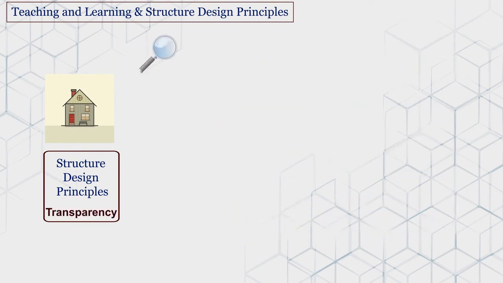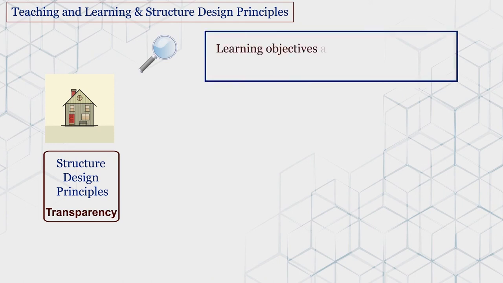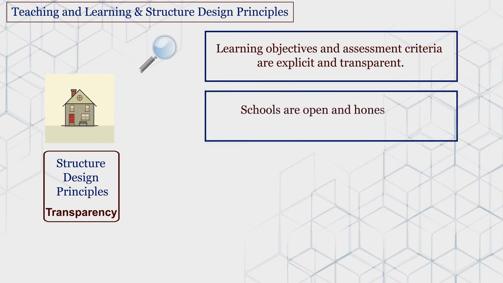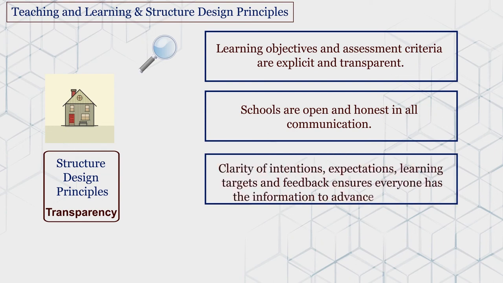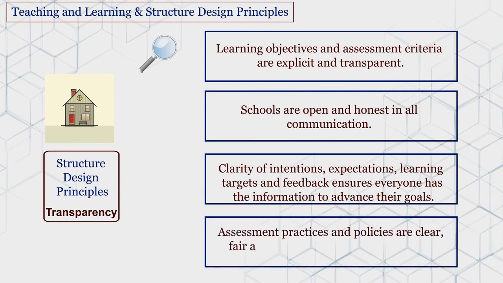The third and final principle of transparency ensures that the learning objectives such as competencies and standards, along with assessment criteria, are explicit and transparent. Schools are open and honest in all communication. Clarity of intentions, expectations, learning targets, and feedback ensures everyone has the information to advance their goals. Assessment practices and policies are clear, fair, and communicate student progress.